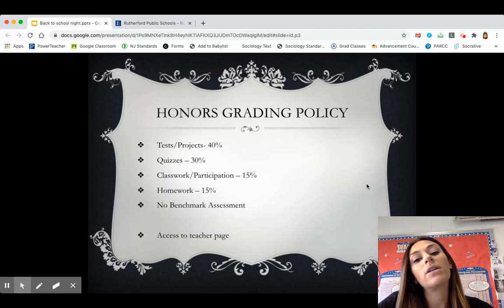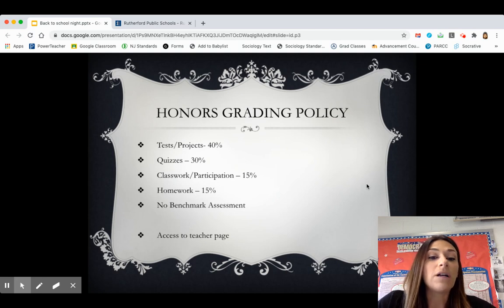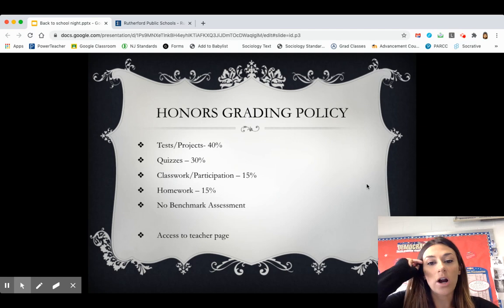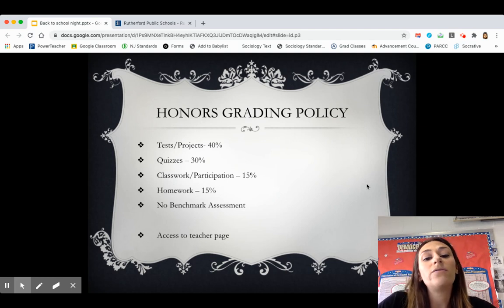Then next we have classwork and participation. So much of the assignments that are given in class are going to be classwork participation grades, and this is 15% of the grade. Anything they're working on individually or in groups, when we go over a primary source reading, any type of activity that we do in class that's not otherwise specified will always count as a classwork participation grade. And then the last category is homework.